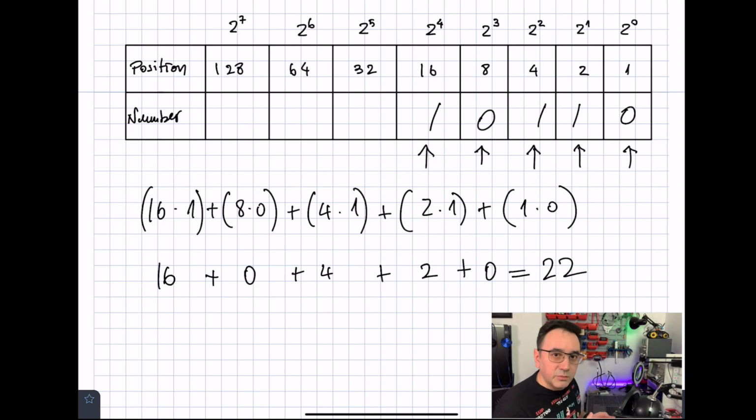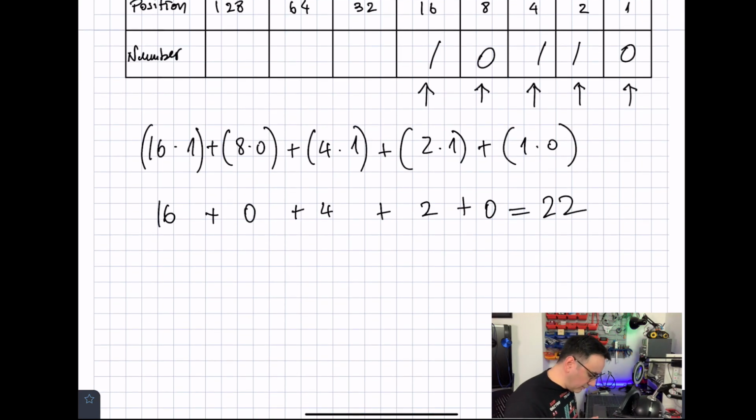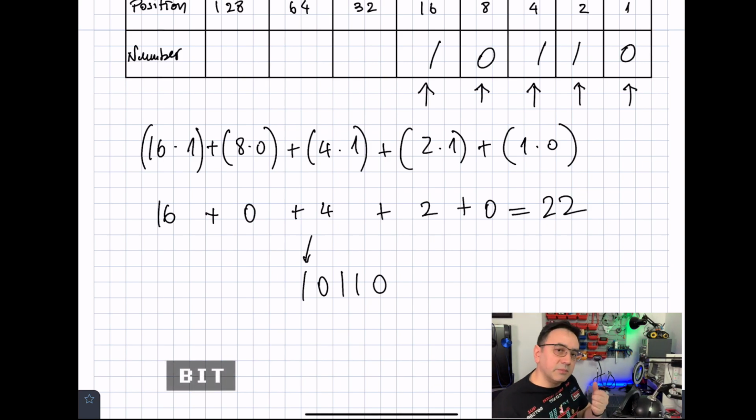We have 8 positions here. And why did I choose 8 and not 9 or something like that? Because every single digit of a binary number, in this case for example this one, each of these digits is called a bit. And a bit can be 0 or 1. And that's where the name 8-bit computer comes from.